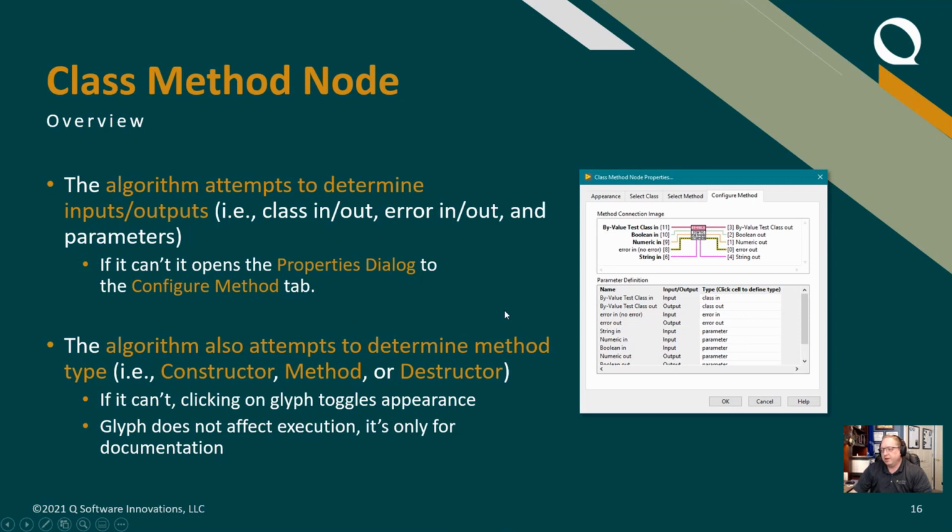And then it will also try to determine if it's a constructor, a method, or a destructor. The way that it does that is it basically says, well, if I don't have a class input, but I have a class output, and I have error wires in and out, or maybe I don't, it actually doesn't care about the error wires, it will say, okay, I must be a constructor because I'm creating a new instance of that class, so I'm making a new object. And then the destructor likewise says, okay, well, I must have an input, but I don't have an output of the class, so I must be a destructor. Now, it really doesn't affect anything, but there's a glyph that changes depending on what type it is, and that's really to help you with documentation. So the glyph changes to look kind of like a .NET constructor or a .NET destructor, so that you can tell that that's where the class is being constructed and destructed.